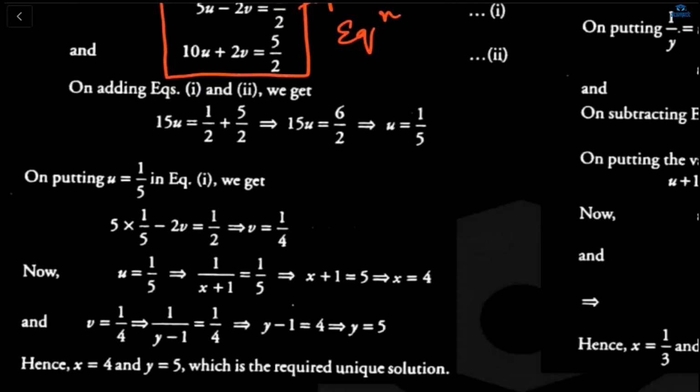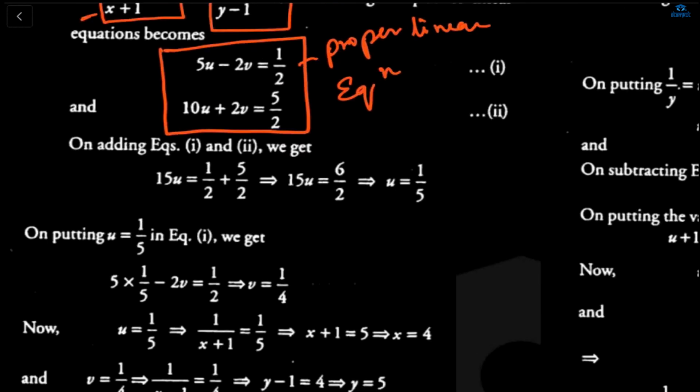देखो अभी मैंने इक्वेशन जो सॉल्व किया है वो एलिमिनेशन मेथड से किया है. Okay, I am adding both, you can see here it is minus 2v and plus 2v. So directly if I add both the equations, this v will be eliminated. So 10u plus 5u, I'll get 15u. 15u is equal to, if I add 1 by 2 plus 5 by 2, I'll get 6 by 2. So we've got the u value as 1 by 5.